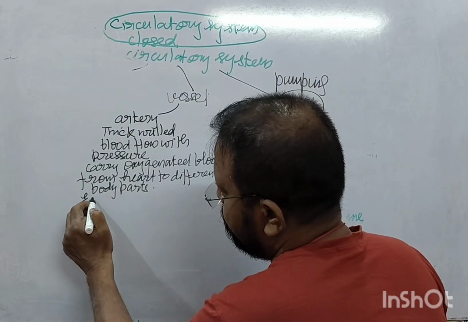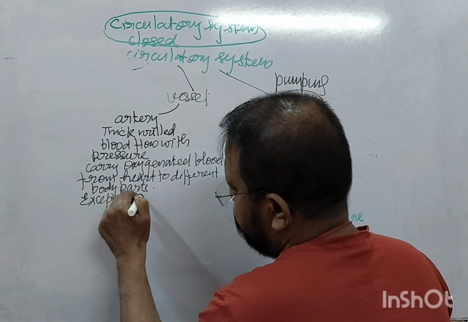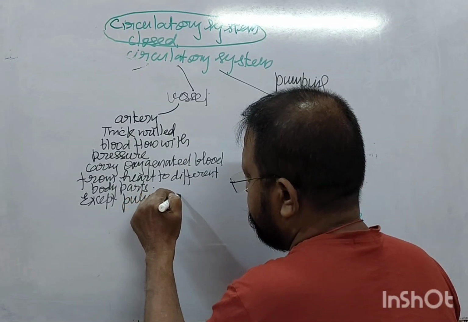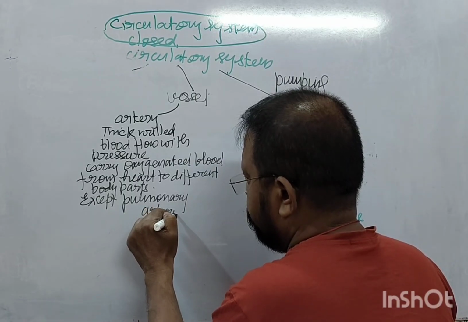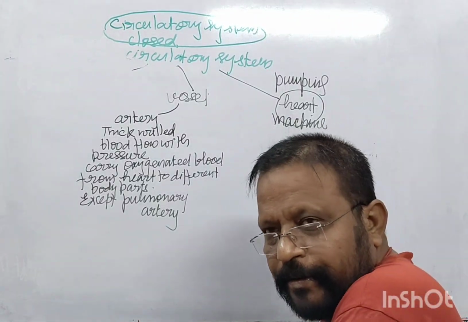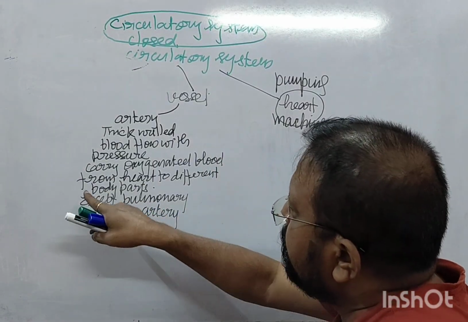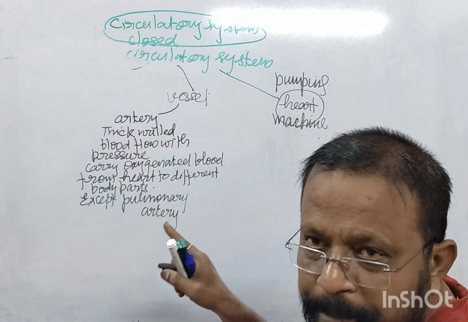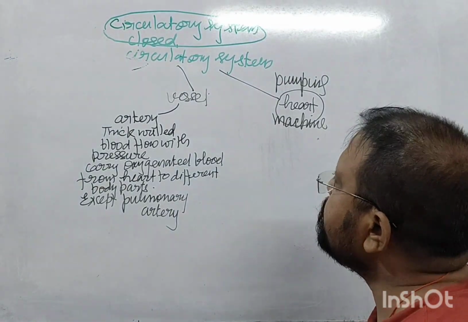Except the pulmonary artery, that carries deoxygenated blood from the heart to the lungs. Except for that, all arteries carry oxygenated blood from the heart to different body parts. This is artery.